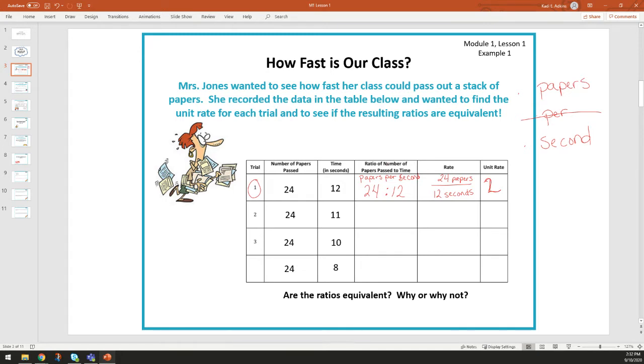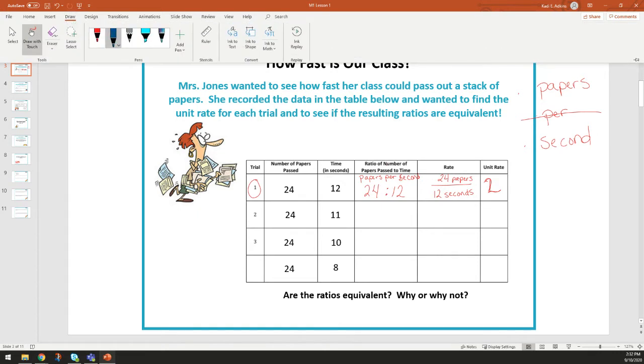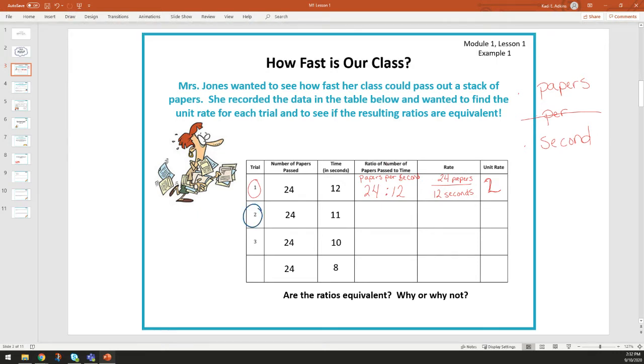All right. So on my next trial, let's change our color for our pencil. We're going to make it blue this time. So for our next trial, we have the same 24 papers being passed out, but this time they did it in 11 seconds. So again, our first column has our 24 to 11 ratio that we have to write down. This time they did it in 11 seconds, so we're making sure that we change our 12 to a new 11 in our ratio.